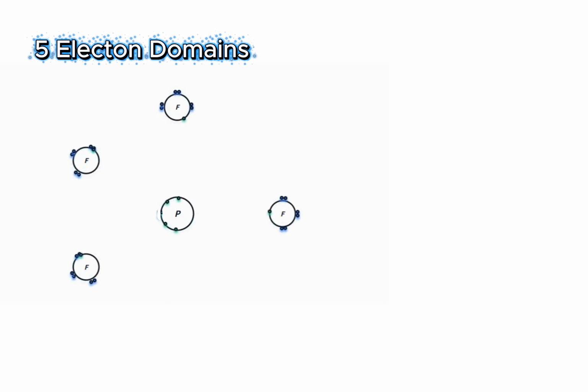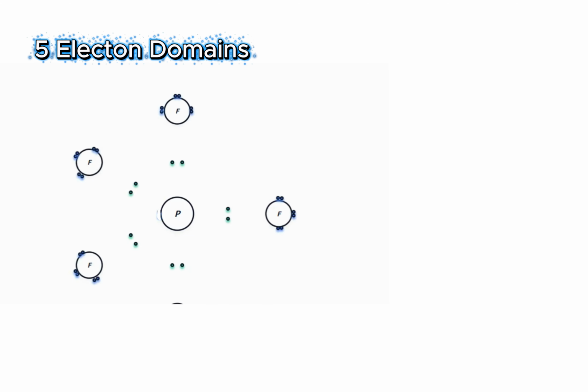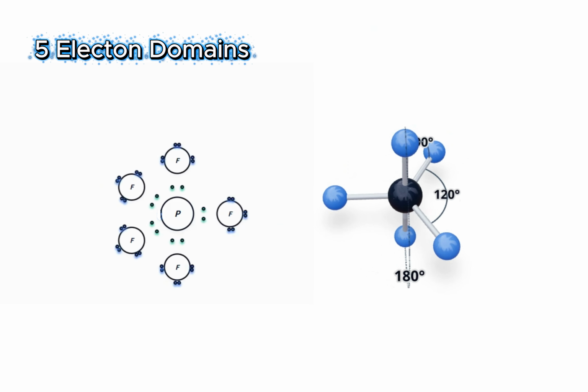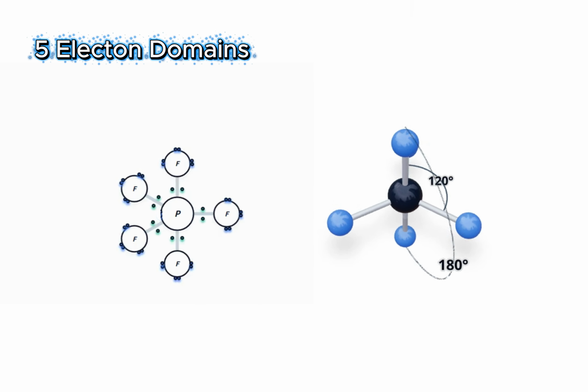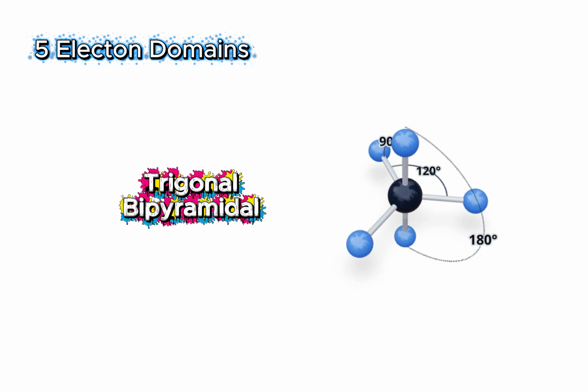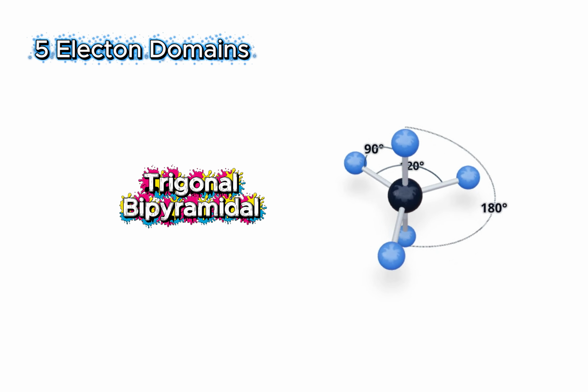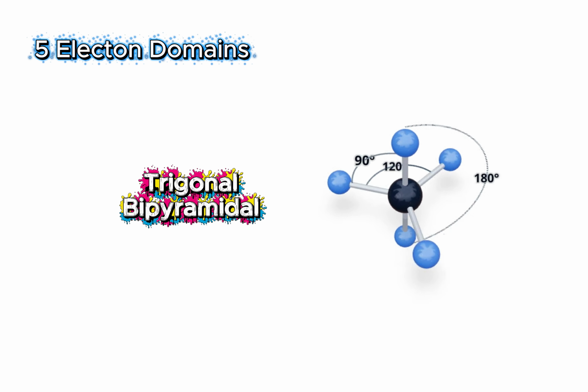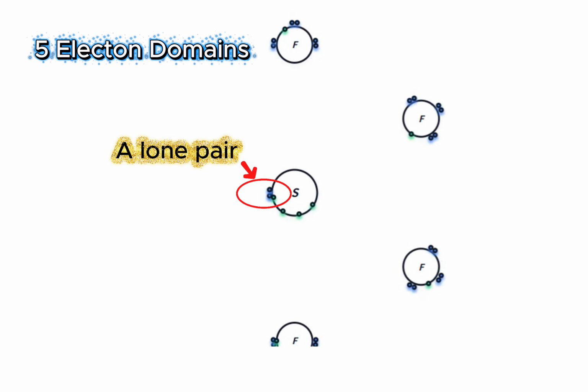When the electron domains increase to 5, they form a trigonal bipyramidal structure. 1 point straight up, 1 straight down along the axis, and 3 spread out across the middle plane. Because of this, 2 different angles exist at the same time, 90 degrees and 120 degrees. If lone pairs appear here, they always take the roomier spots in the middle plane first.